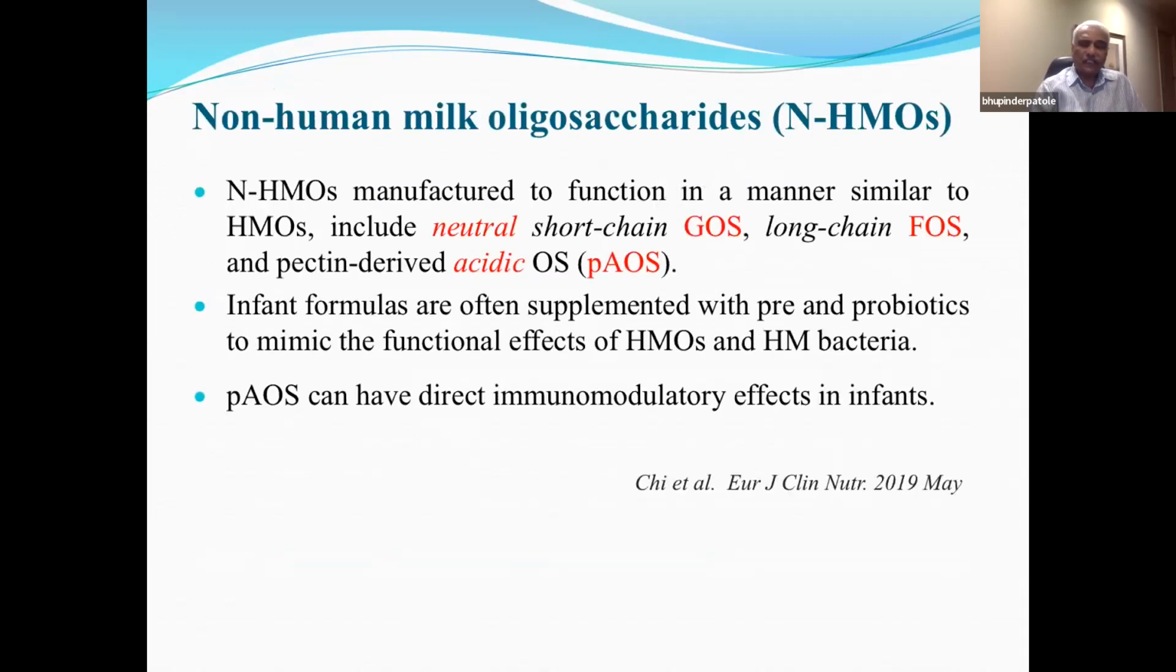Most of the time, when we read the literature on prebiotic oligosaccharides, what we find is the so-called GOS/FOS, which is neutral short-chain galactooligosaccharide, long-chain fructooligosaccharides, and the pectin-derived acidic oligosaccharides. More and more manufacturers are putting non-human milk oligosaccharides in the formula, trying to mimic what is available in the breast milk. The pectin-derived acidic oligosaccharides can have a direct immunomodulatory effect. One of the good papers I put on the slides is from May 2019.